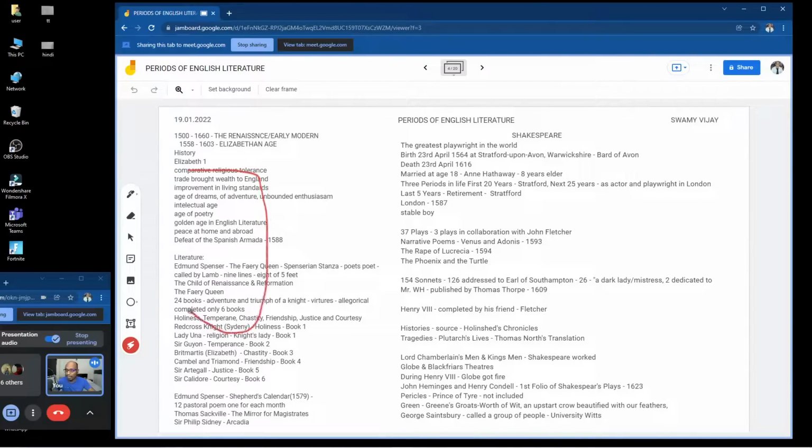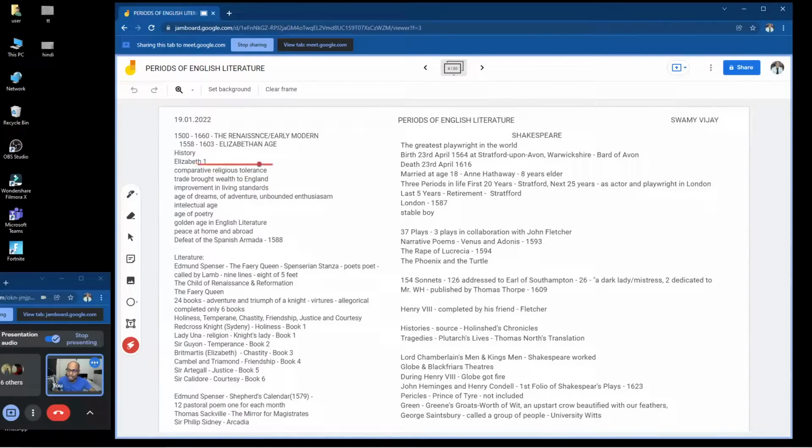So let me not elaborately explain all these things. The Elizabethan age is known as the golden age in English literature. It is an intellectual age. It is the age of poetry, and there is peace at home and abroad. Elizabeth I ruled England very peacefully, and she made England wealthy and prosperous. But she is a virgin queen. She improved the living standards because she promoted trade and it brought a lot of wealth.